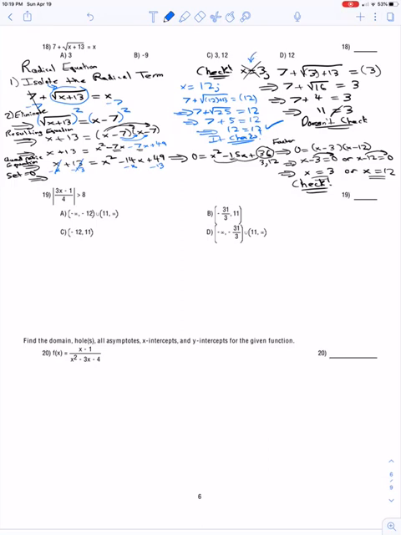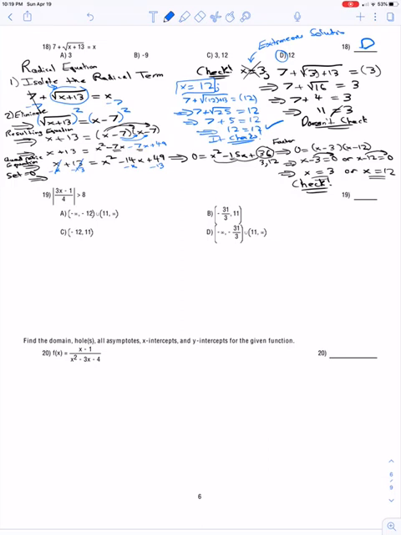Right, so we have one extraneous solution. So again, that's an extraneous solution. All right, so we only have one answer. So our only answer is x equal to 12. So D. D will be your answer choice.